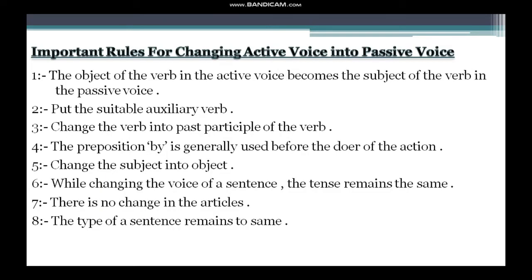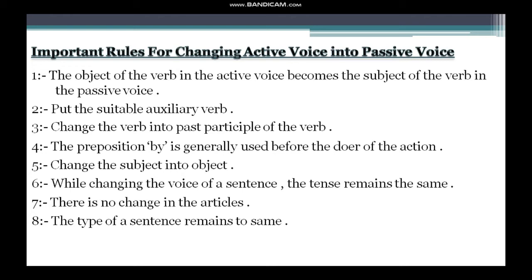We should remember some important rules for changing active voice into passive voice. For example, the object of the verb in the active voice becomes the subject of the verb in the passive voice. Second rule, put the suitable auxiliary verb. Third, change the verb into past participle of the verb. Means after auxiliary verb, it is used the third form of the verb. The preposition by is generally used before the doer of the action. Change the subject into object.